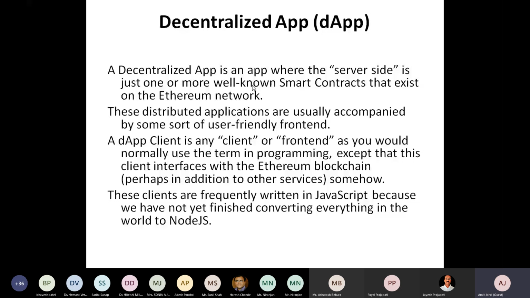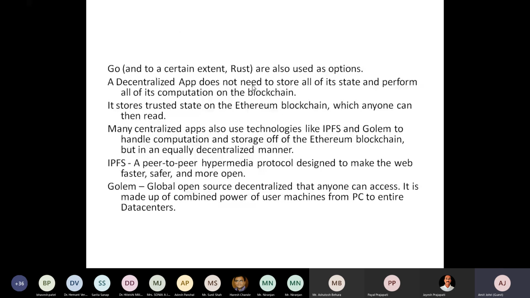A DApp client is any client or front end, as you would normally use the term in programming, except that this client interfaces with the Ethereum blockchain, perhaps in addition to other services somehow. These clients are frequently written in JavaScript because we have not yet finished converting everything in the world to Node.js, AngularJS, right? So Go and to a certain extent Rust are also used as options.